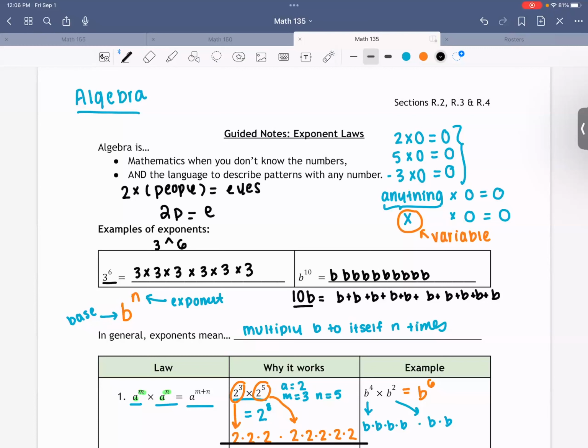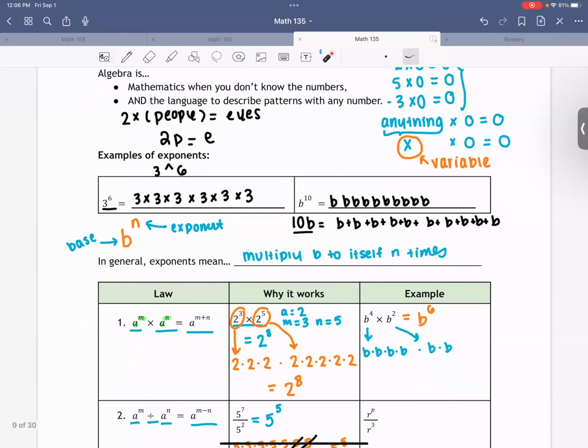Okay, so we talked about algebra and we talked about these things called exponents, right? What does an exponent mean? What does an exponent tell us to do? Does anyone remember? Multiply itself by the base. Yeah, multiply the base by itself, the exponent amount of times, right? So b to the 10th means b times b times b times b times b, 10 times, right?